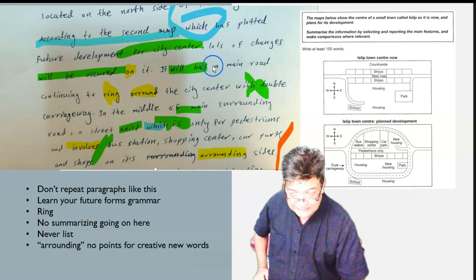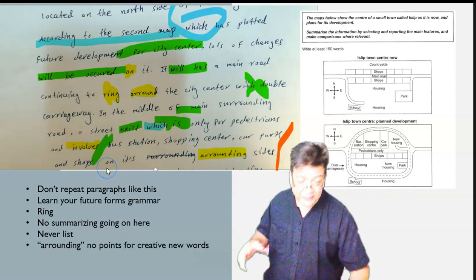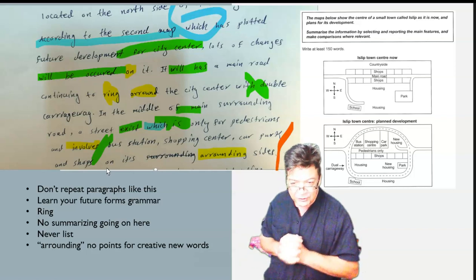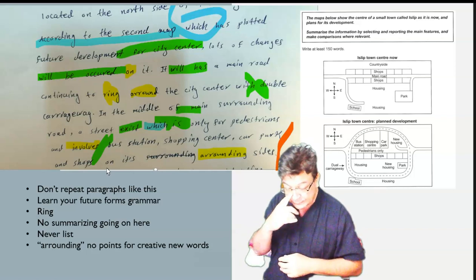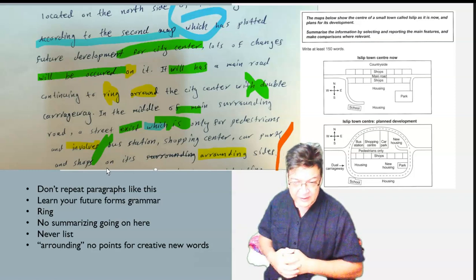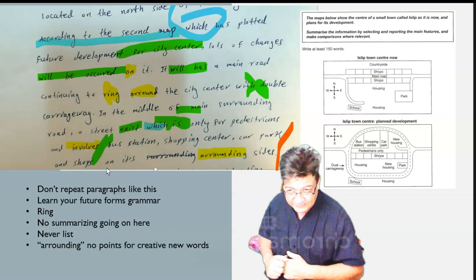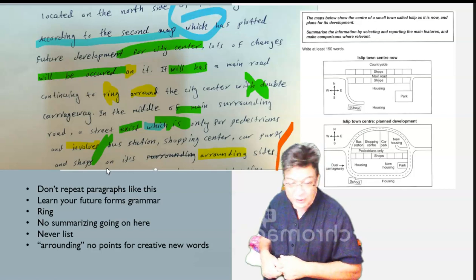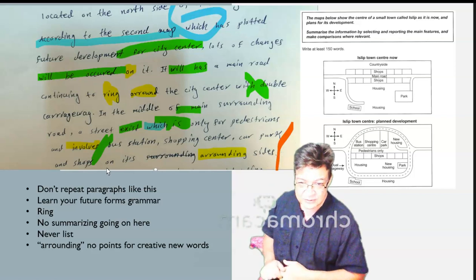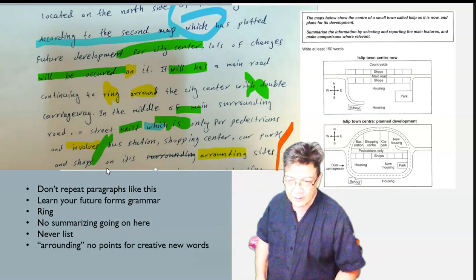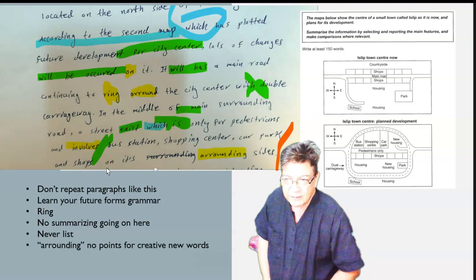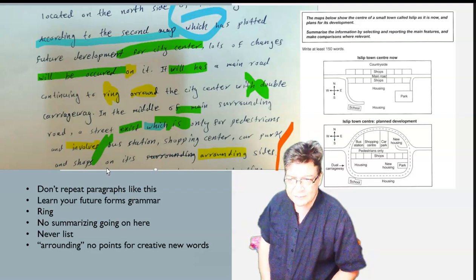"It will has." Another very important grammar point they're going to look for is how to use the future forms. I don't say tenses because there really is no future tense. But we use will, but not like that. We use be going to. We use the present continuous at times to describe the future. Not "will has a main road." Will have. Will be occurred.